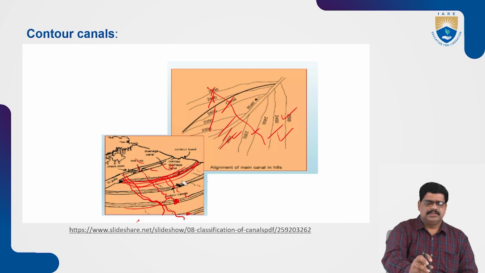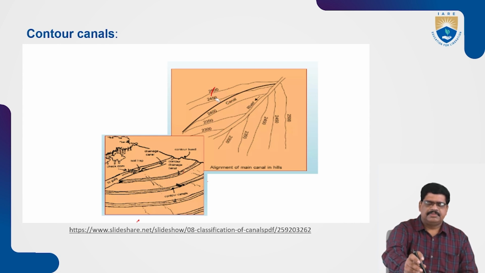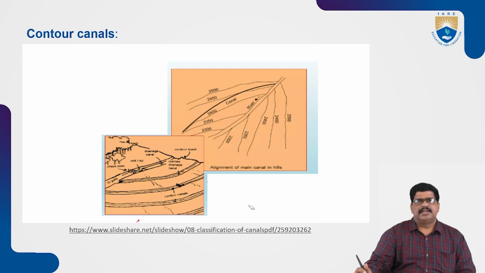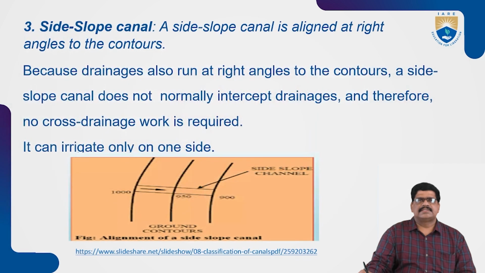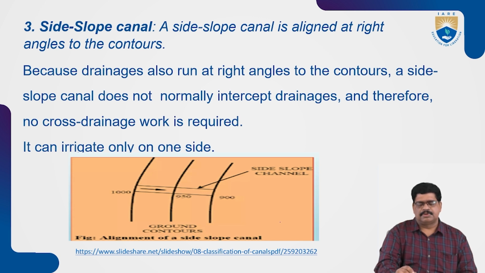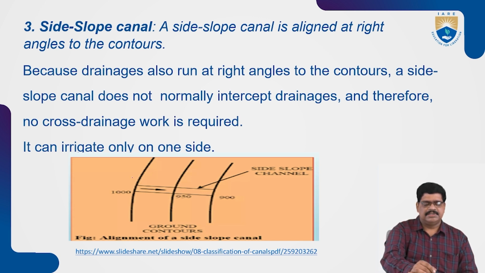So what is the use of contouring? As I told, in hilly areas the water requirement of the fields can be met by this type of contour canal. Next one is side slope canals. A side slope canal is aligned at right angles to the contours, because the drainage also runs at right angles to the contours. A side slope canal does not normally intercept drainage, therefore no cross drainage works are provided. Let us see a diagram, which is easy to understand.